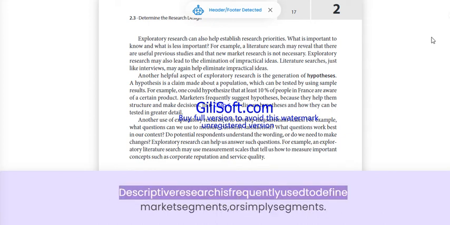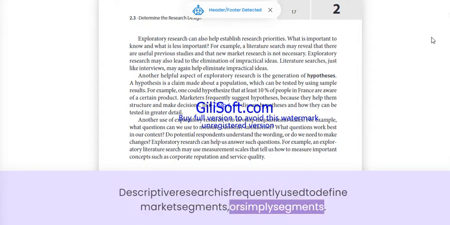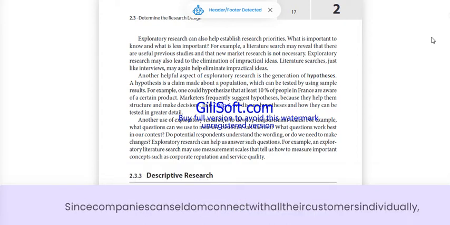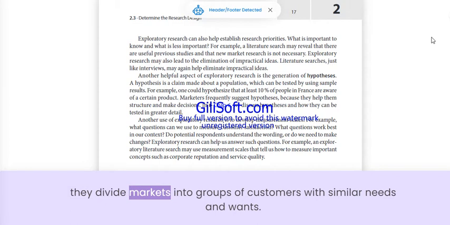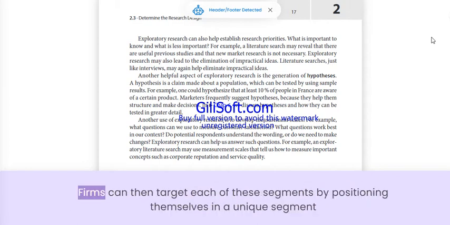Descriptive research is frequently used to define market segments, or supply segments. Since companies cannot connect with all their customers individually, they divide markets into groups of customers with similar needs and wants. Firms can then target each of these segments by positioning themselves in a unique segment.